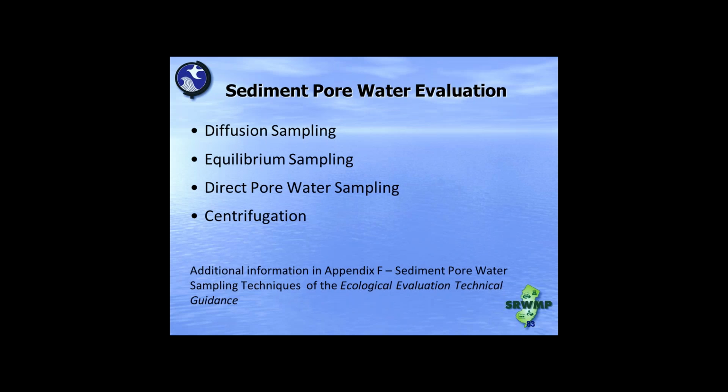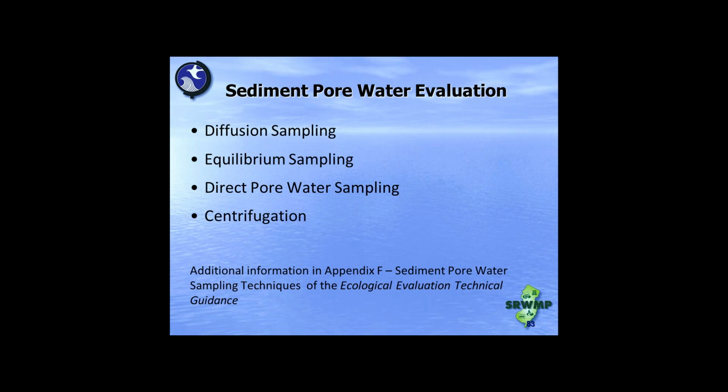Through most of New Jersey, you're going to be looking at sediment pore water evaluations also, because you rarely have a bottom of a stream or a lake or any water body that is showing pure bedrock. So much of the rest of the talk I'm going to give today focuses on the sediment pore water evaluation. There are 4 different types: diffusion sampling, equilibrium sampling, direct pore water sampling, and centrifugation. The first 3 are in situ measurements, and the last one, you collect sediments, bring them back to the lab, and centrifuge them to get the water out.